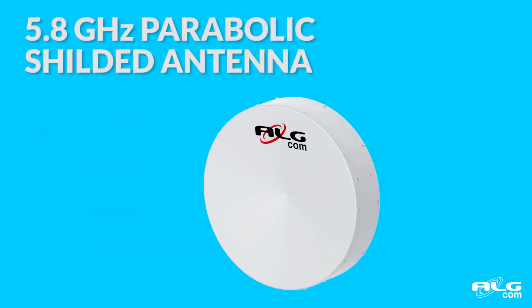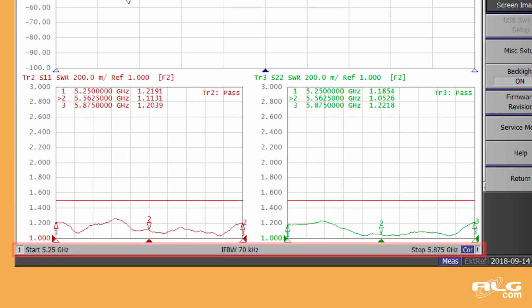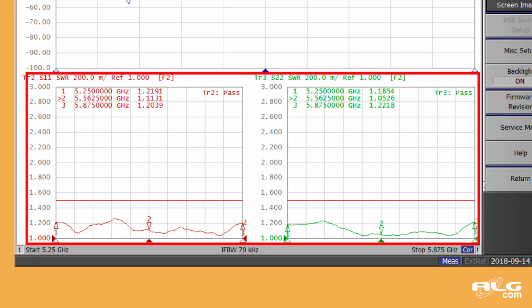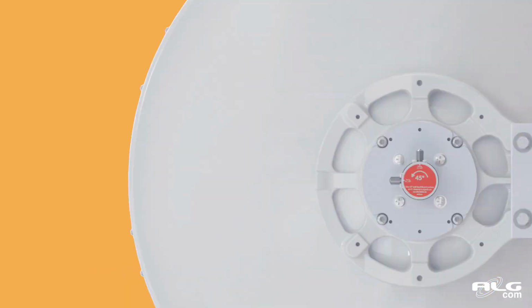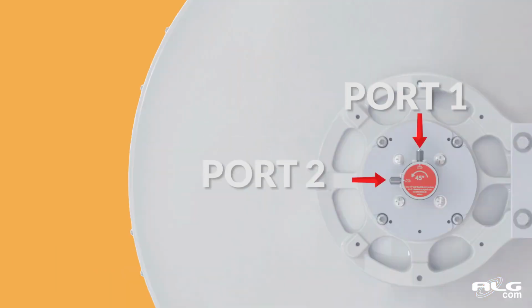As an example, we are using the 5.8 GHz parabolic shielded antenna graphic. In the graph's bottom part, we can see that the analyzed range is from 5.25 to 5.875 GHz. In this area, you can see the VSWR data for each port, and you can check the same information on the sticker located on the back of the antenna.